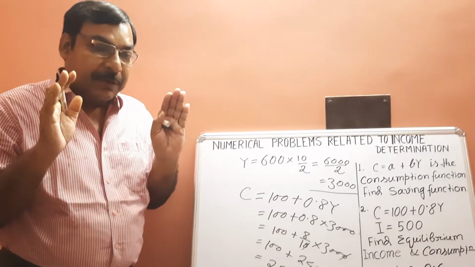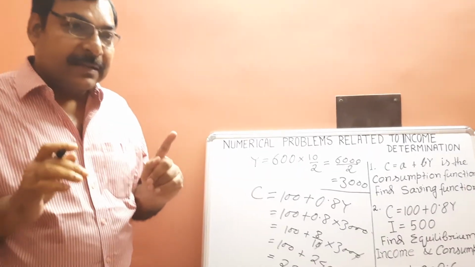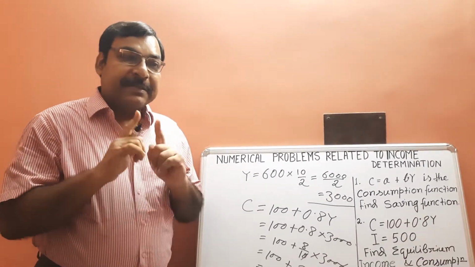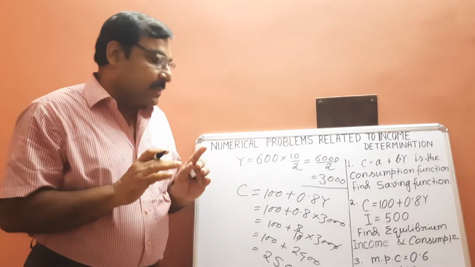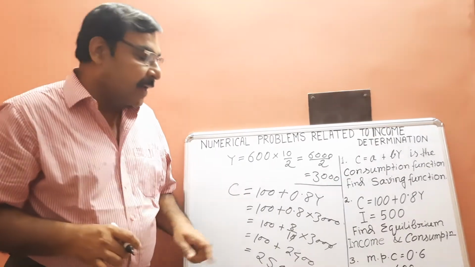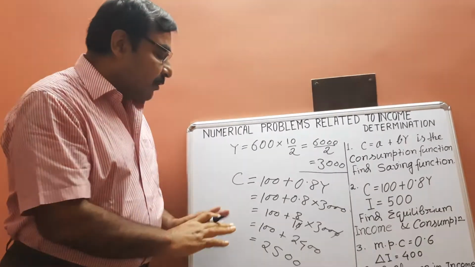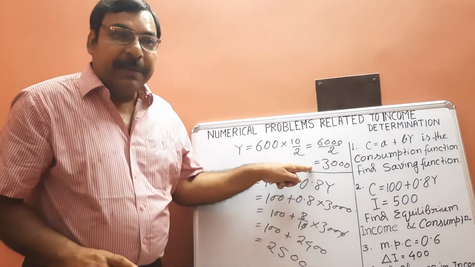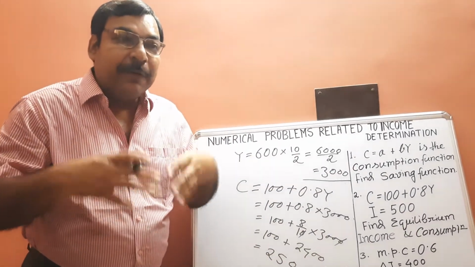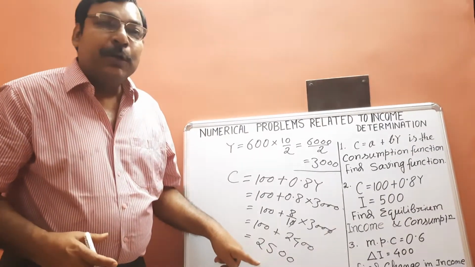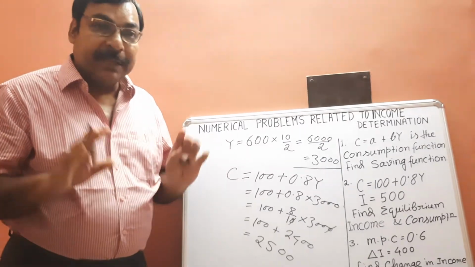We started with the equilibrium condition. What is that? Aggregate demand must be equal to aggregate supply. AD means C plus I, AS means Y. We put the value of consumption and investment given here, and by solving that equation, we get the value of Y is equal to 3000. This is equilibrium income. Now if you put the value of equilibrium income in the consumption function, you will get equilibrium consumption. Equilibrium consumption is 2500. I think you have got it.